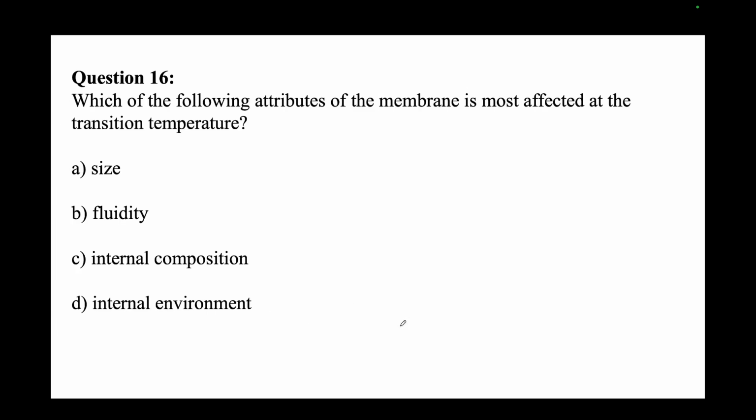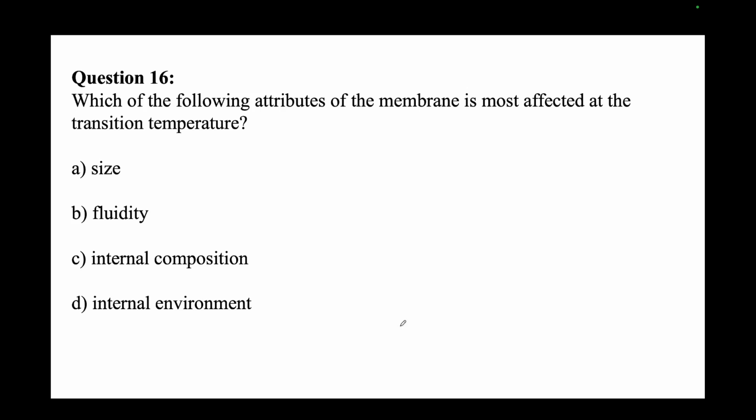Okay, moving to the next question, question number 16. Which of the following attributes of the membrane is most affected at the transition temperature? Option A is size, option B is fluidity, option C is internal composition, and option D is internal environment. So what would be most affected in a membrane at a transition temperature?